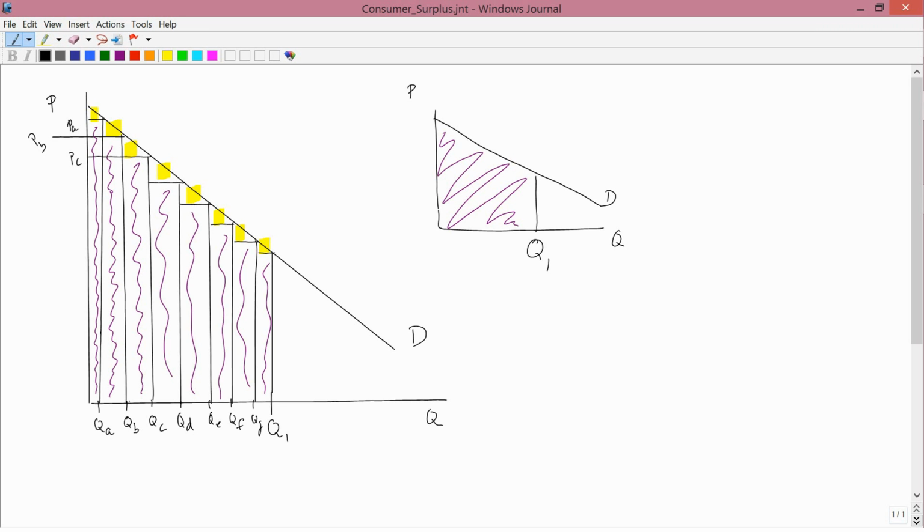So the interpretation is this is the amount of money consumers are willing and able to pay for Q1. And by Q1, I don't here mean the marginal Q1. I mean the total amount of Q1 units in total. So that's the value of Q1 to these consumers. It's the amount of money that they are willing and able to pay for it.